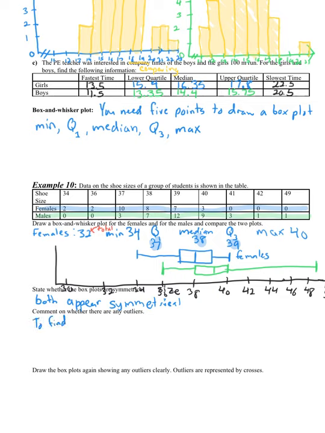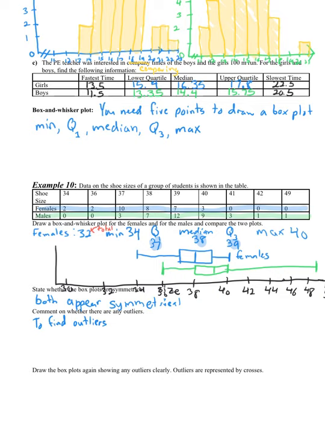But they don't really look that symmetrical. When we're talking about symmetrical, we're talking about the box itself, not necessarily the whisker. So you're looking at, is the median kind of in the center of Q1 and Q3? And in both of those, they are. Yes, but the males does look a little asymmetrical, and we're going to talk about that because there is definitely an outlier in the males. And that's the 49. There's just a 49 out there.